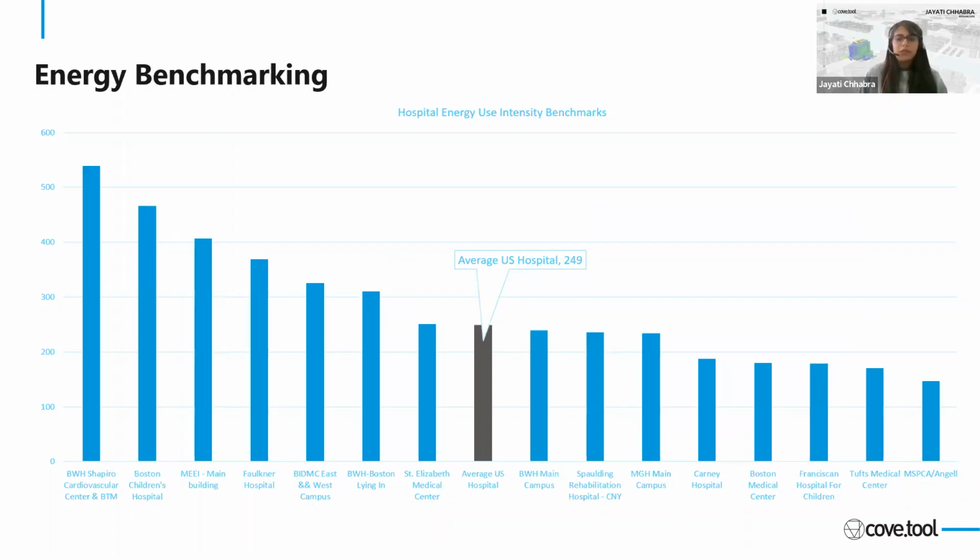Before we get into the workflow, I wanted to provide some benchmarking information so that we can see where things are at. This is just an example that one of my colleagues, a mechanical engineer, gave me: 10 hospitals in Boston, ranging from 550 to 150. Now that's a huge range. The average EUI for hospitals around the USA, the center one that you can see, is around 249. So we can say around 250.